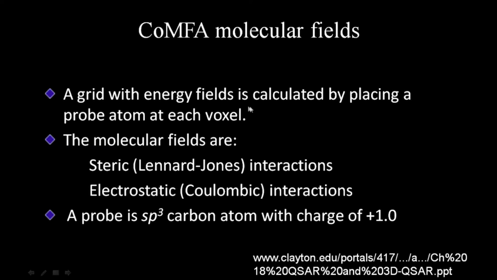A grid with energy fields is calculated by placing a probe atom at each volume. Then you calculate the steric interaction using the Lennard-Jones potential, and the electrostatic interaction using Coulombic interactions. The probe could be an sp3 carbon atom with charge +1. That's the probe.